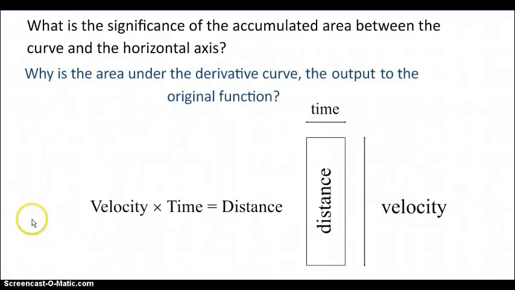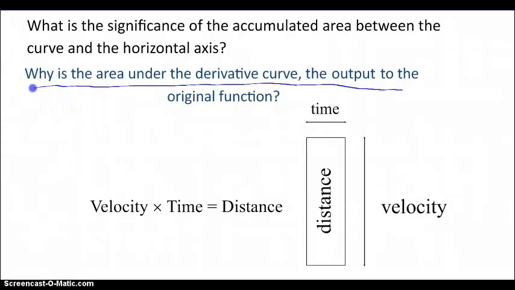Let's take a deeper look at the significance of accumulated area between the curve and the horizontal axis. Why is it important? Why is the accumulated area in the plane the output of the position function when we're looking at the graph of the velocity function? Why is the area under the derivative curve the output of the original function? Well, I'm going to go into one context.